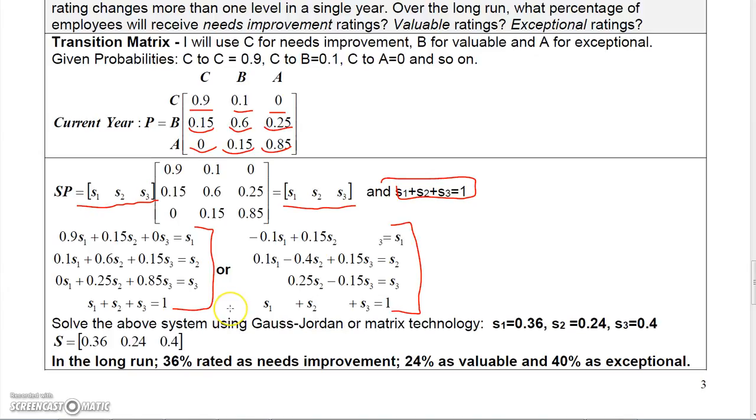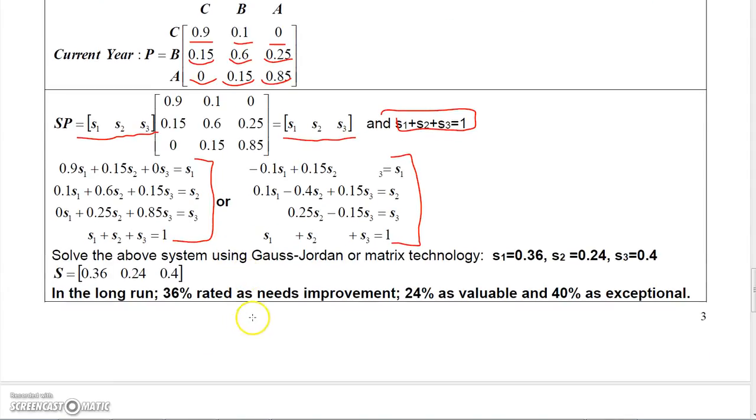You can use technology to solve that system for S1, S2, and S3, and we get that S1 is 0.36, S2 is 0.24, and S3 is 0.4. So S would be the matrix 0.36, 0.24, and 0.4. So in the long run, 36% are rated as needs improvement, 24% as valuable, and 40% as exceptional. This might be helpful in our professional development program to know information like this.